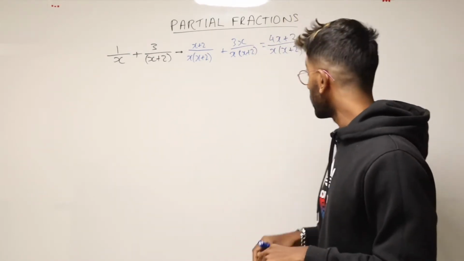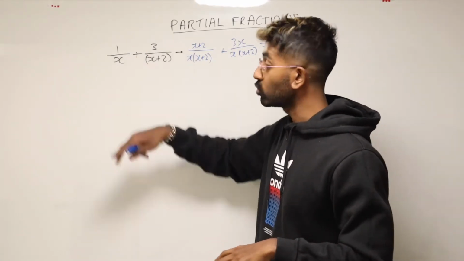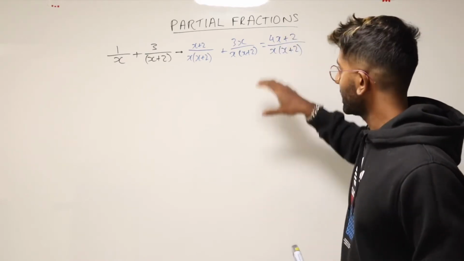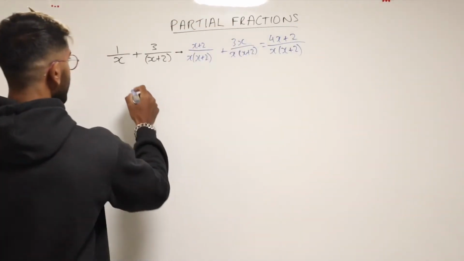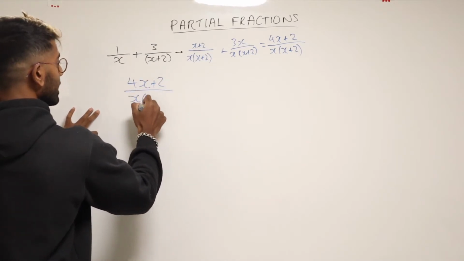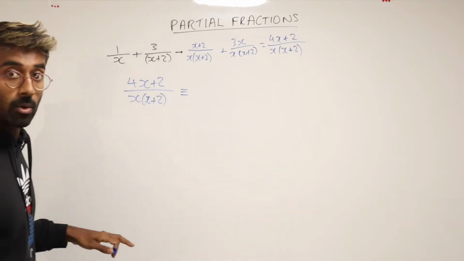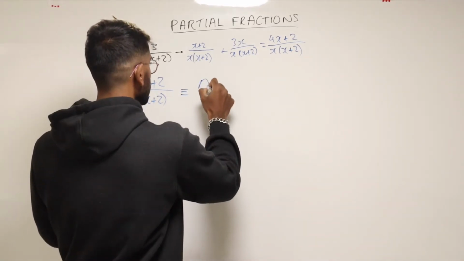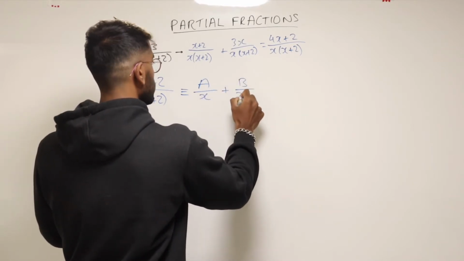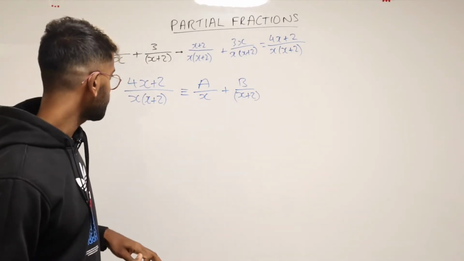But now what we've got to learn is if we're presented with this fraction here, how we turn it back into two separate fractions. So that's what we need to look at. Let's rewrite this over here for now: 4x plus 2 over x and x plus 2. What we want to do now is turn this into something over x plus something over x plus 2.